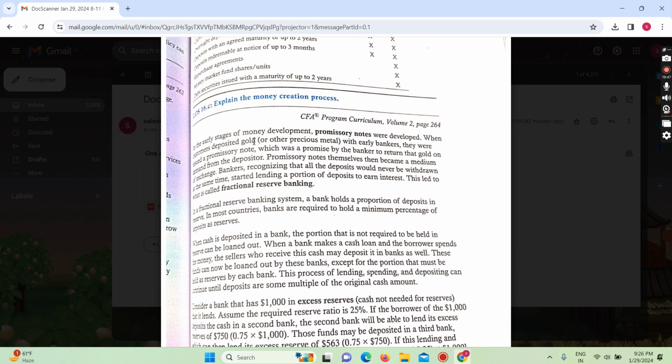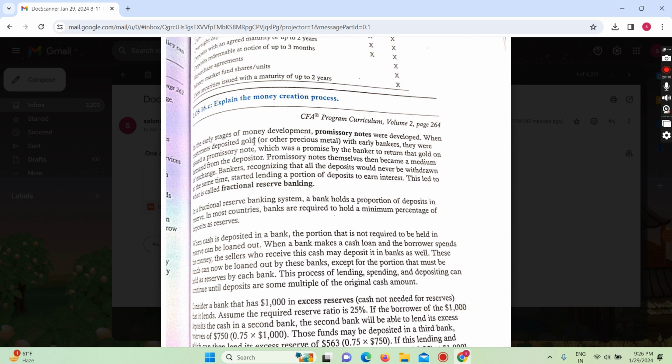Consider a bank that has $1000 in excess reserve, cash not needed for reserve that it lends. Assume the required reserve ratio is 25%. Ratio means out of the $1000 we need to reserve only a 25% portion. If the borrower of the $1000 deposits the cash in a second bank, the second bank will be able to lend its excess reserve.